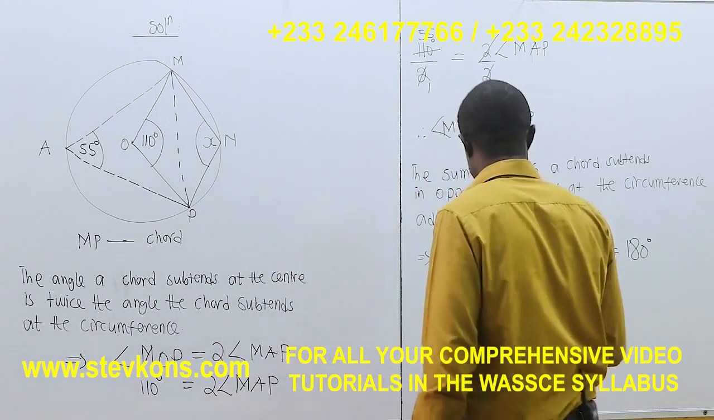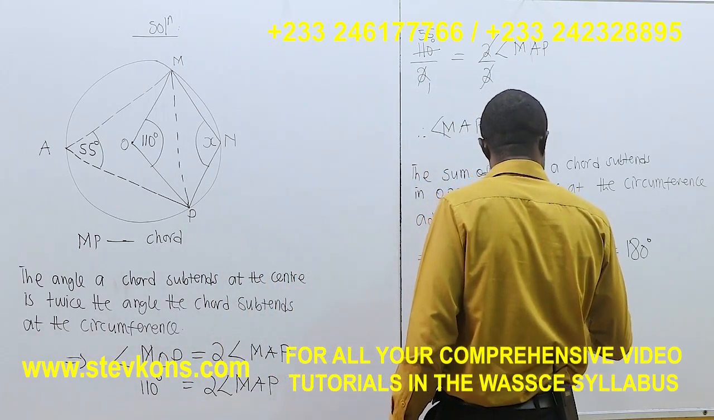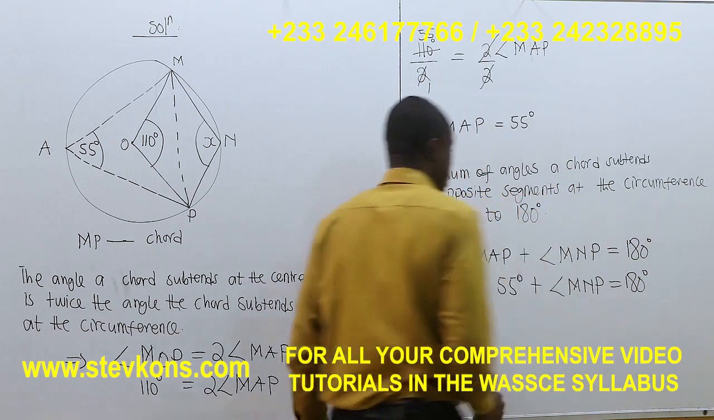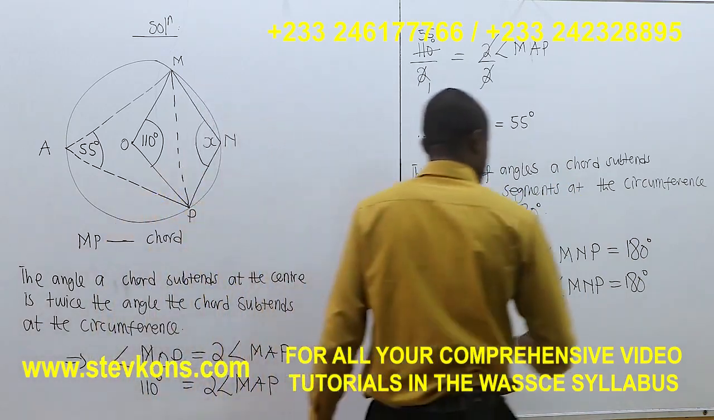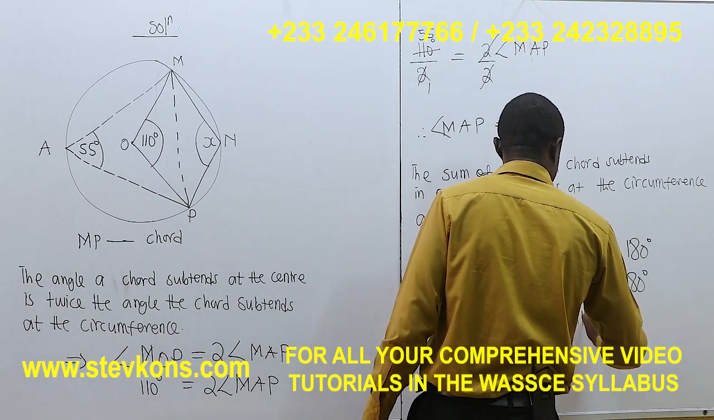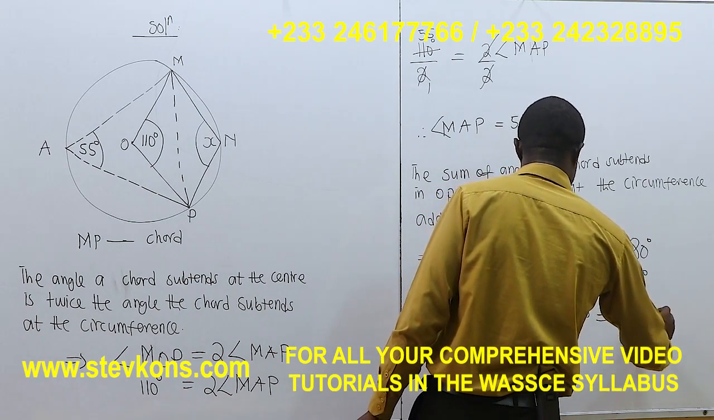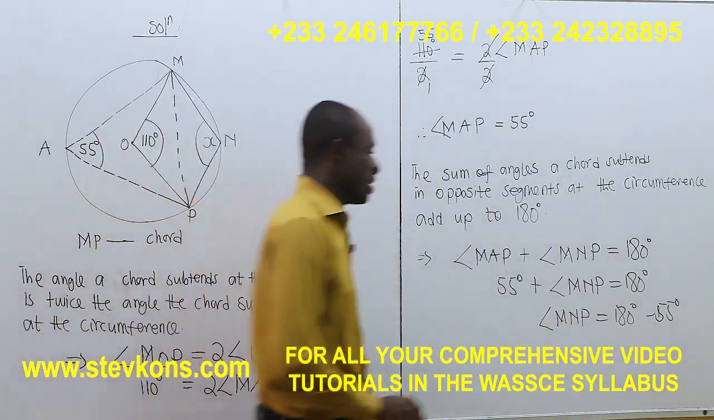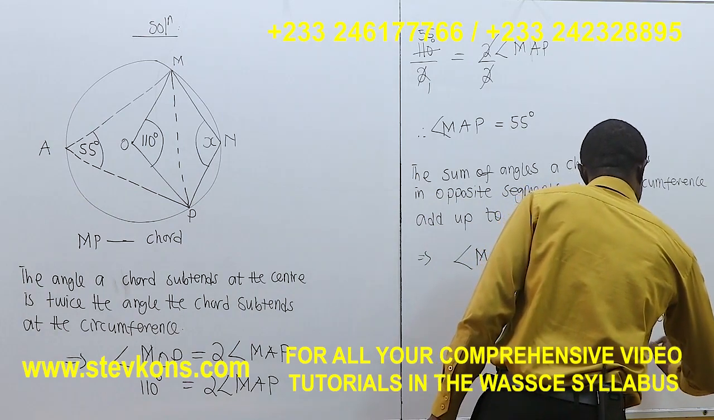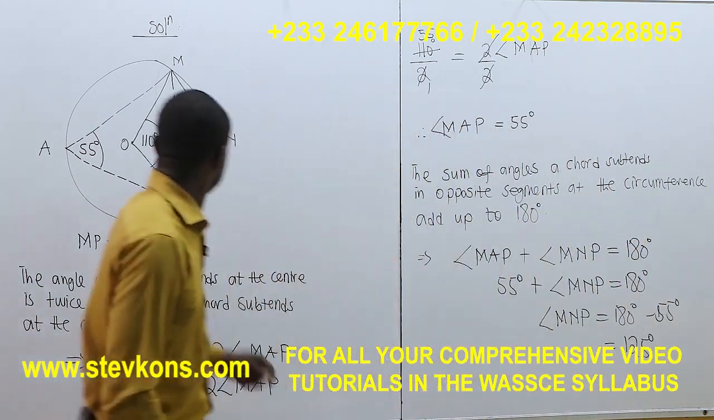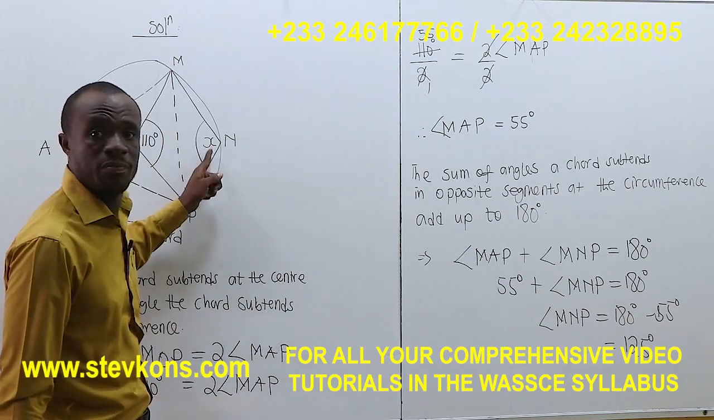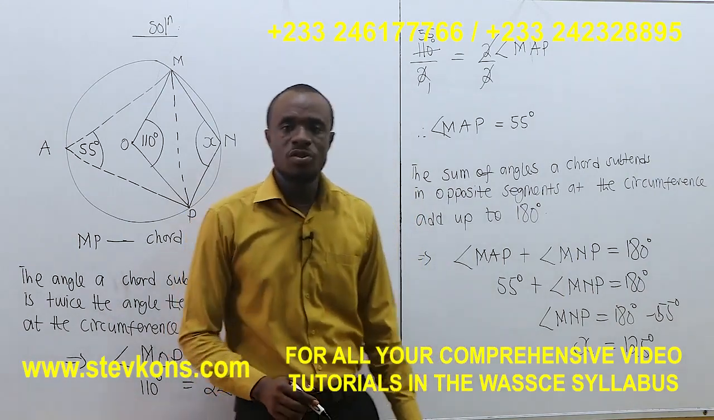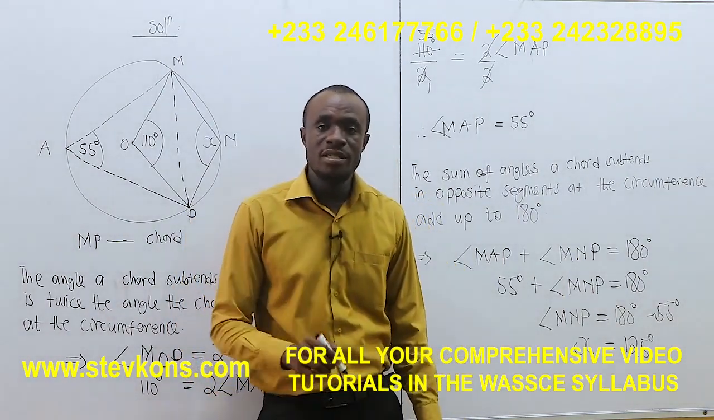Now, what is MAP? That is 55 degrees, plus MNP equal to 180 degrees. We want to find MNP, so MNP equals 180 degrees minus 55 degrees. Now, what is 180 minus 55? Clearly, this is equal to 125 degrees. Now, what is MNP? MNP is X. So clearly our X is equal to 125 degrees. That's very easy, very interesting.